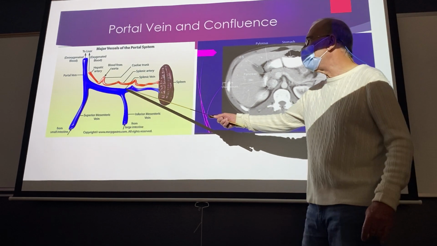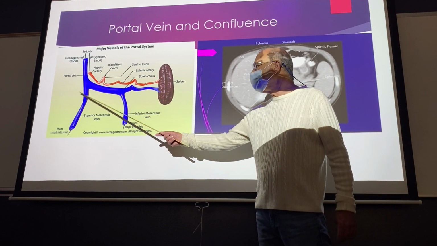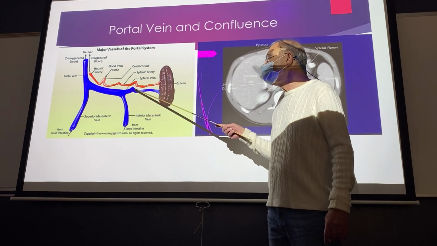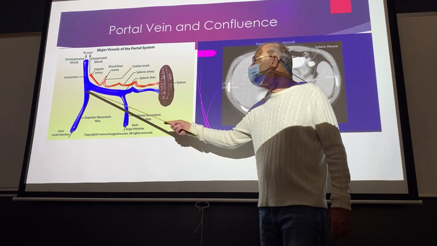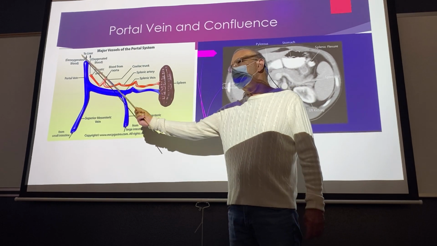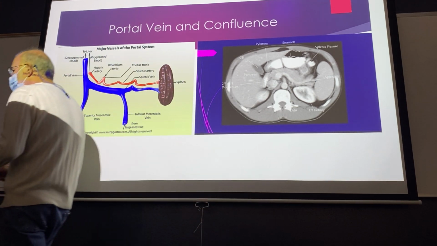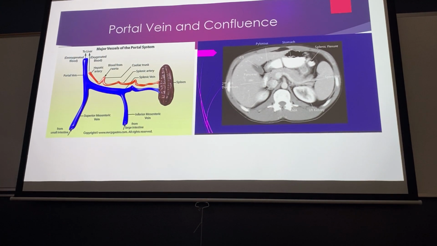So here's what we have. The IMV oftentimes will show up as a landmark. The SMV will terminate and join up with the splenic vein. It produces that area called the portal confluence, and then as it moves toward the liver, we're going to refer to it as the portal vein. Questions on that?